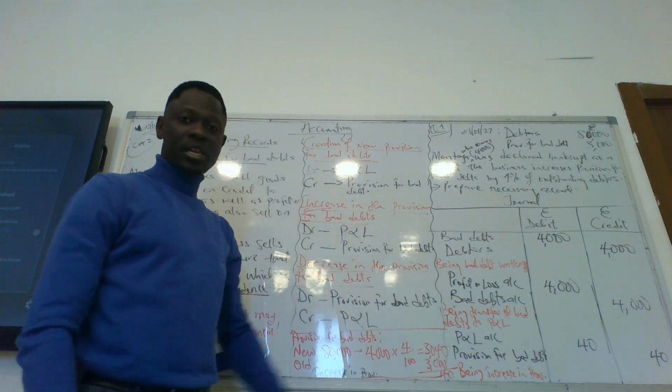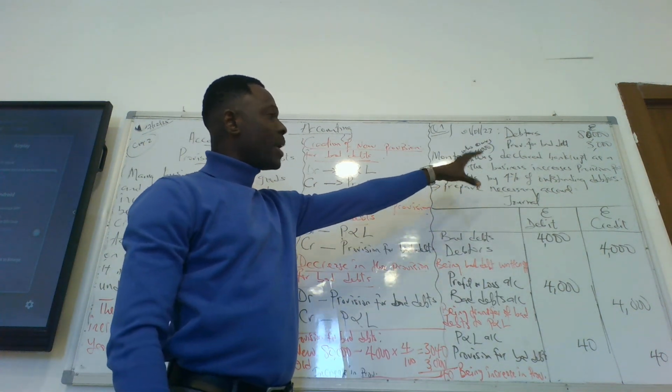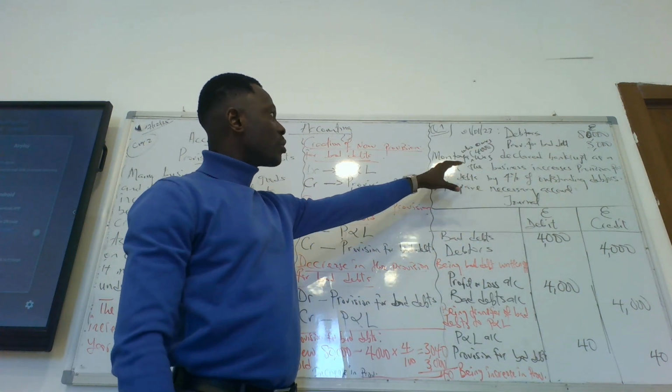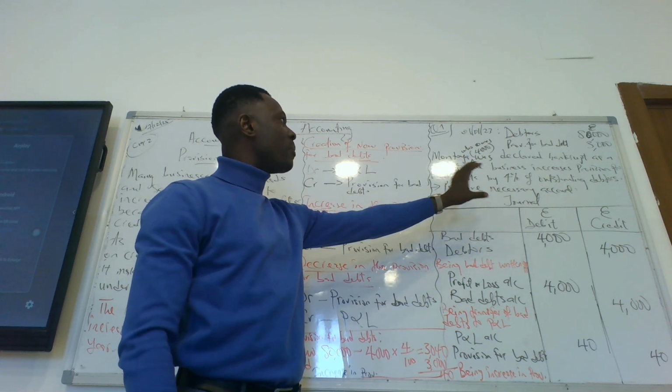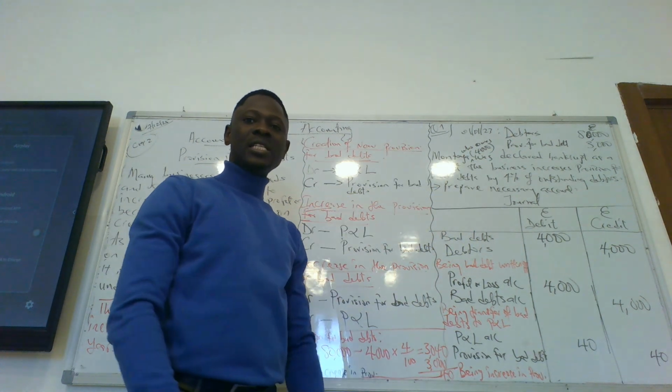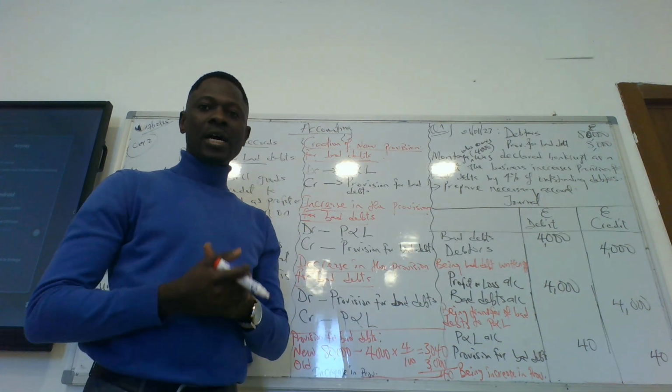So we have a question here. They said, we have debtors of 80,000 and a provision for bad debt of 3,000. Montoya, who owes 4,000, was declared bankrupt. As a result, the business increased the provision for bad debt by 4% of outstanding debtors. We have to prepare the necessary accounts. So we're going to prepare a journal and a ledger.